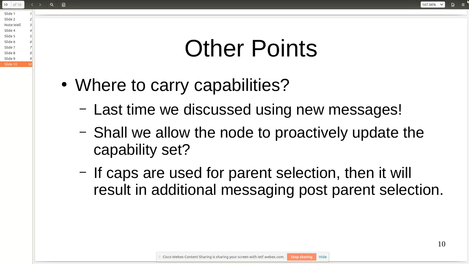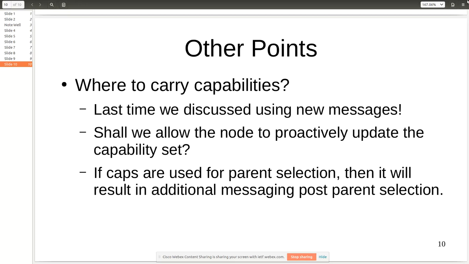You're saying I'm receiving a DIO from a parent which is not my parent. I would like to switch to him because of the DIO, and I don't know his capabilities. So I could ask him with a DIS before I switch, right? Right. So that just complicates the parent selection procedure, is what I was thinking. Would you agree to that? Yes, I agree with you.